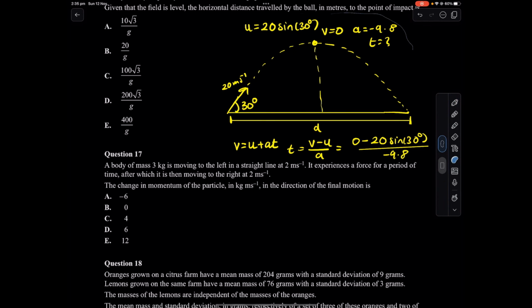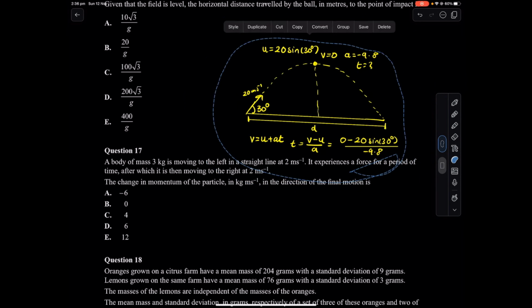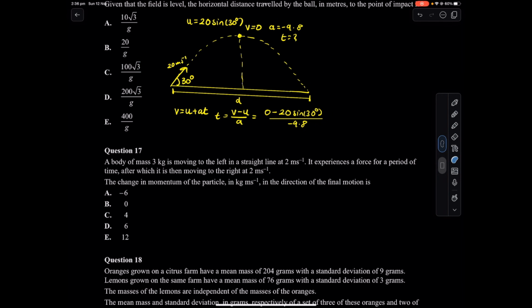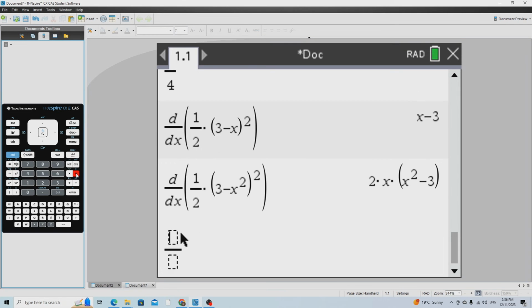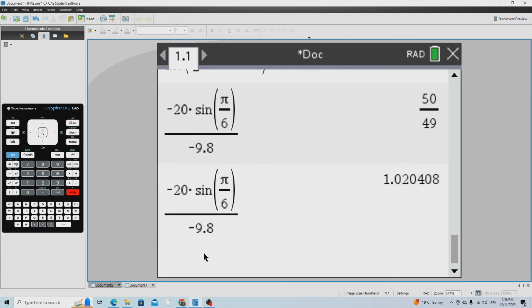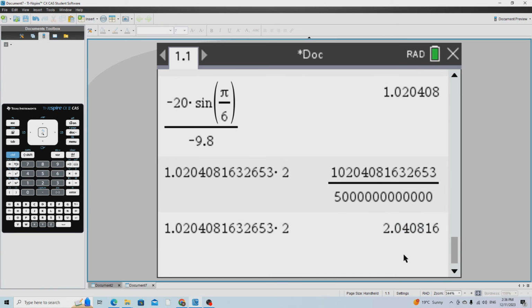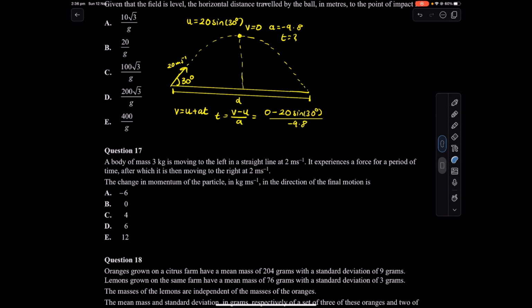So using your CAS to solve the time will give us the time it takes for the ball to reach the peak, and then we just have to double it. Okay, let's do that. So we're saying negative 20 sine 30 degrees, which is just pi on 6, over negative 9.8. That gives you 1.02. So this is the time, so we just double it. That is the time it takes for the ball to actually reach the floor, the point of impact.